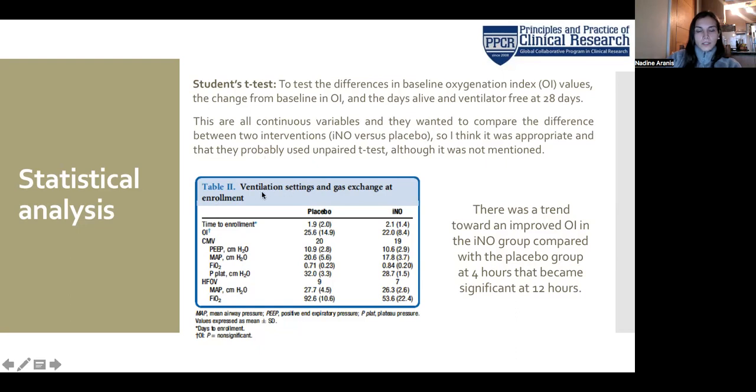In table 2 here, we can see that the oxygenation index values are shown in mean and standard deviation, so probably they distributed normally. And we can see that the baseline oxygenation index was greater in the placebo group versus the inhaled nitric oxide group, with 25.6 versus 22. There was a trend toward an improved oxygenation index in the inhaled nitric oxide group compared with the placebo one at 4 hours that became significant after 12 hours. This is not graphed in the article, but they mention it.